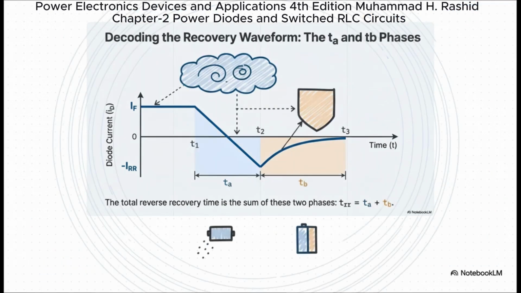We can actually break this little event into two phases. The first part, called TA, is basically the time it takes to sweep out all that leftover charge we talked about. The second part, TB, is when the junction itself actually recovers and remembers how to block voltage again. And if you add TA and TB together, you get the total reverse recovery time, or TRR.